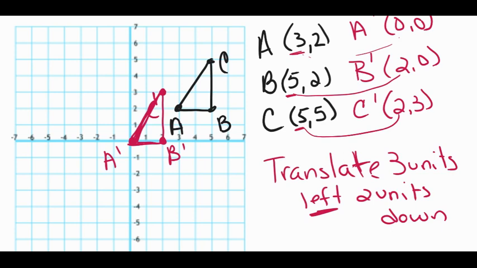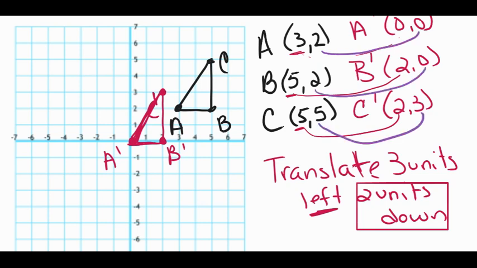Okay, as far as going up or down, that affects my y coordinate. And so 2 units down, if we're moving down, we're going to subtract. And if we're moving up, we'll add. So if you notice, my y value, I subtracted 2. 2 minus 2 is 0. 2 minus 2 is 0. And 5 minus 2 is 3.